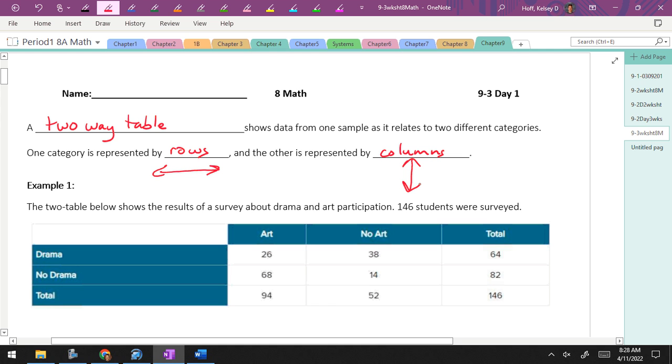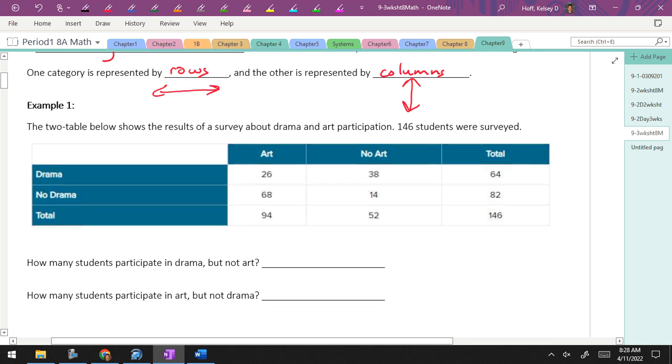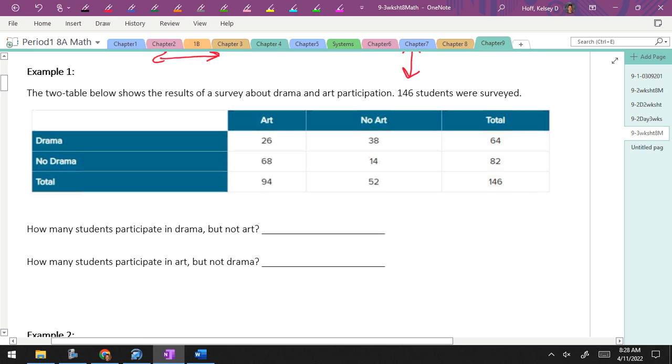Do you remember doing these last year? Oh, that's fantastic. Okay, all right. So here's a two-way table. They ask people, are you in art? Yes or no? Are you in drama? Yes or no? And they recorded all the answers. So my question to you is, how many students participated in drama but not art?